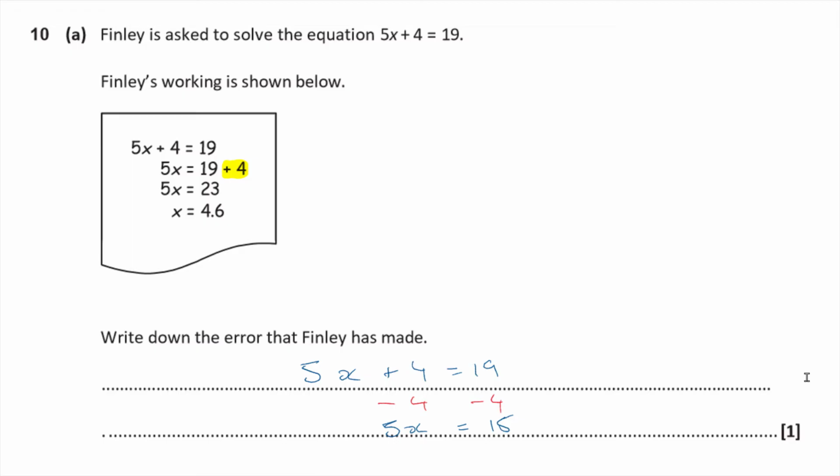Okay, so what did he do? Finley added instead of subtracting 4. Okay, so Finley added instead of subtracting 4. You could do it either way, really. I've probably done too much again here. You could either write the words or you could have done the maths. Both would have been acceptable answers.